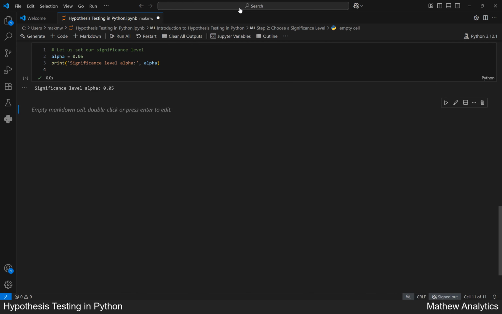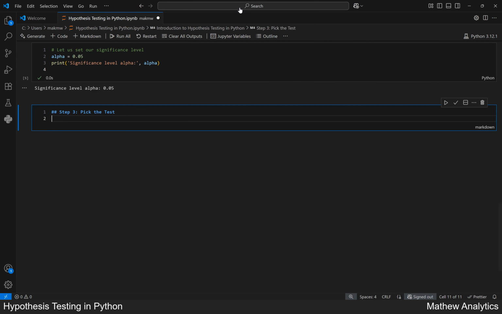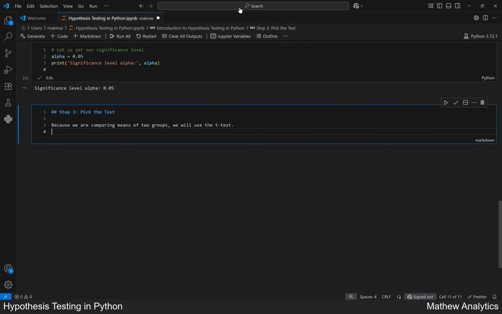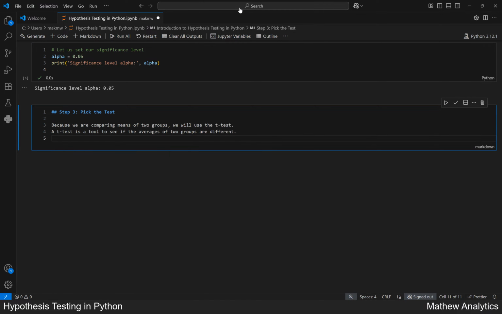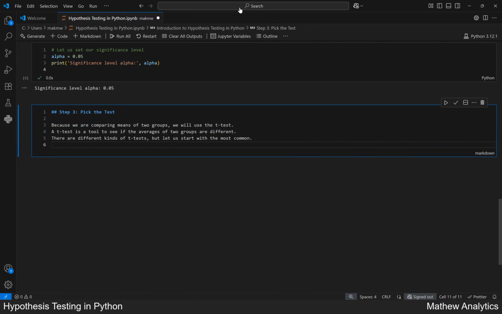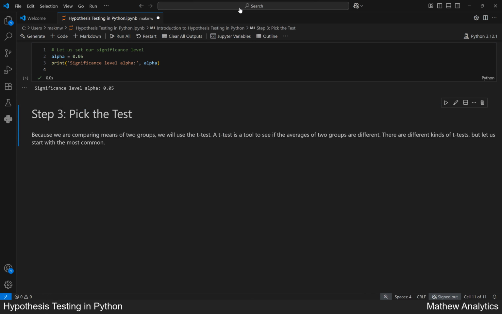Step 3. Pick the test. Because we are comparing means of two groups, we will use the t-test. A t-test is a tool to see if the averages of two groups are different. There are different kinds of t-tests, but let us start with the most common. Running the cell now. Think of one real-life example where you might want to compare two groups.